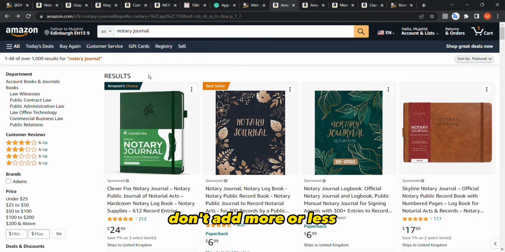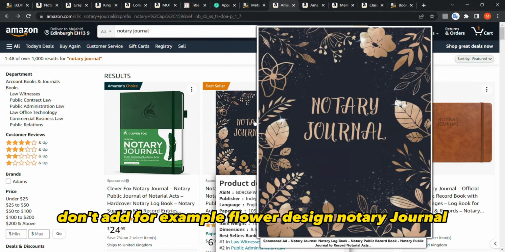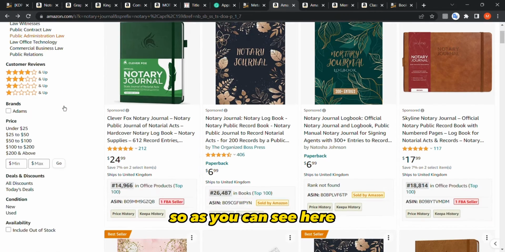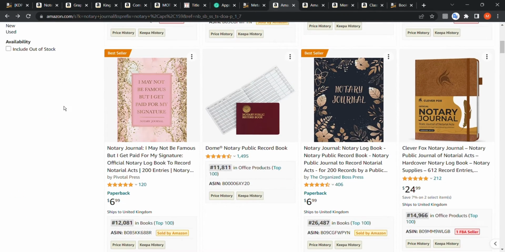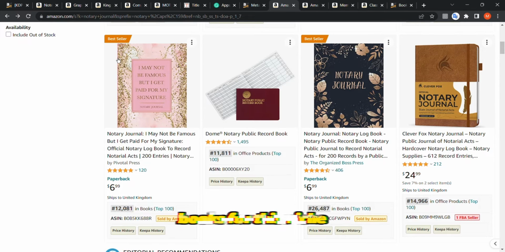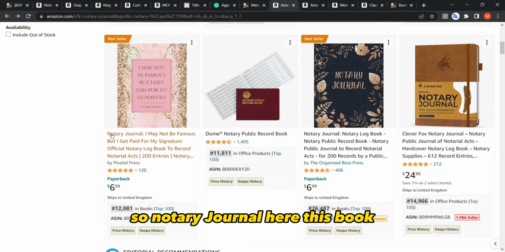Don't add more or less. So focus on this. Don't add, for example, flower design notary journal. No, just notary journal. So as you can see here, almost all the Kindle Direct Publishing books for this niche have notary journal written in the title, which proves what I said. So notary journal here on this book.